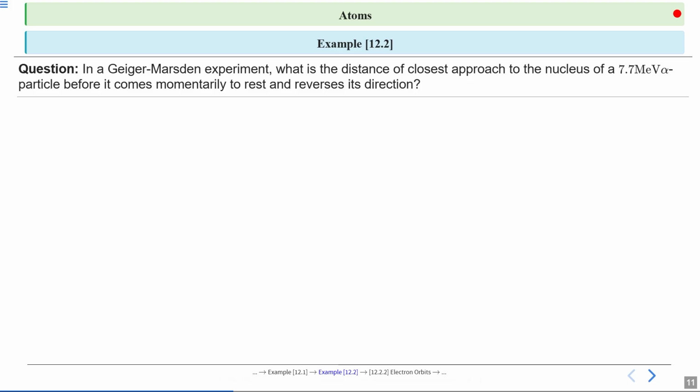Okay, so the question: in the Geiger-Marsden experiment, what is the distance of closest approach to a nucleus of a 7.7 mega electron volt alpha particle before it comes momentarily to rest and reverses its direction? So you have to find the distance of closest approach. Up to which distance from the nucleus is the alpha particle traveling?